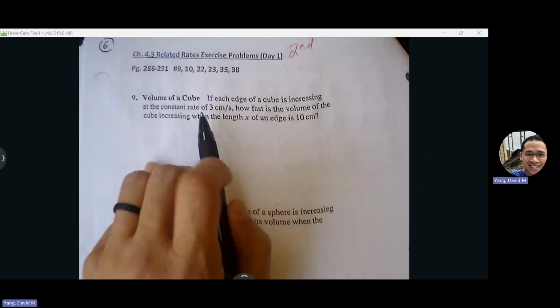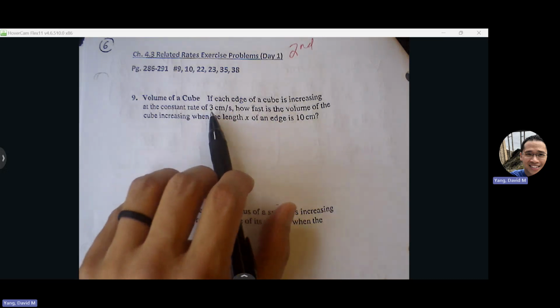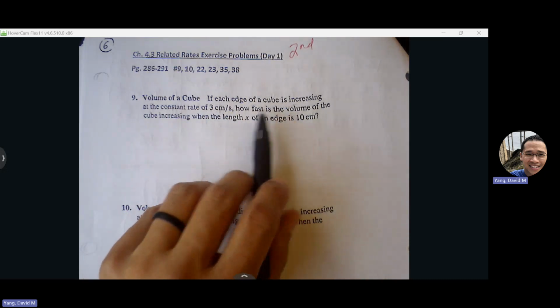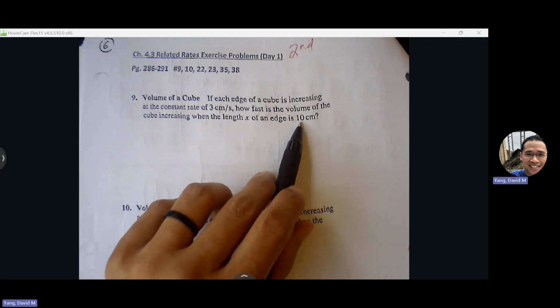So let's read the problem here. It says volume of a cube. If each edge of a cube is increasing at a constant rate of 3 centimeters per second, how fast is the volume of the cube increasing when the length of the edge is 10 centimeters?